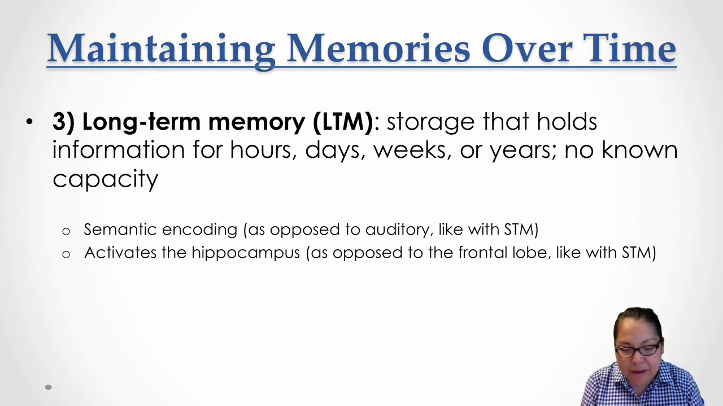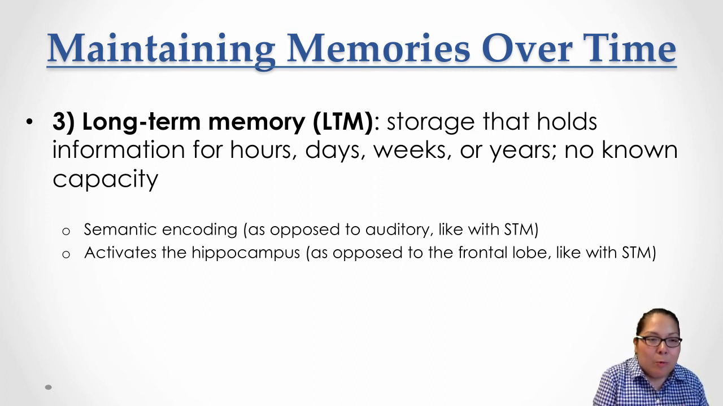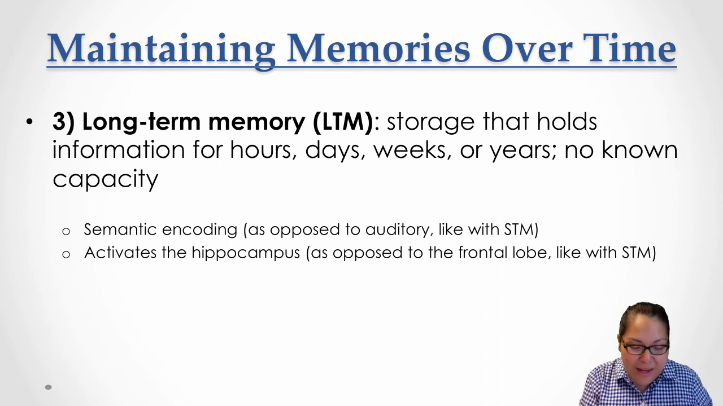Here we have long-term memory. So this is the third and last memory system. Long-term memory holds information for hours, days, weeks, or years, and really we do not know if it even has a capacity. So when we talk about long-term memory, there's no known capacity for what it can actually hold and how long we can keep that memory.